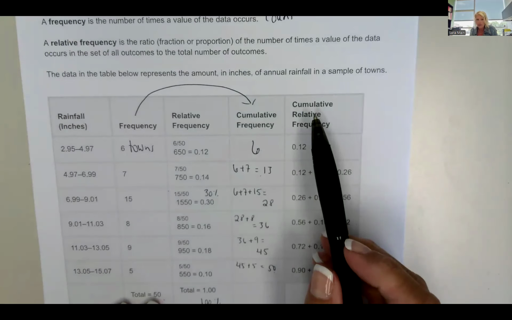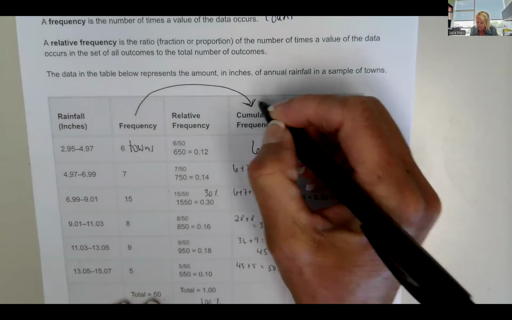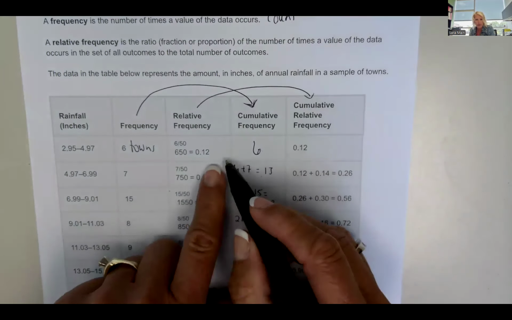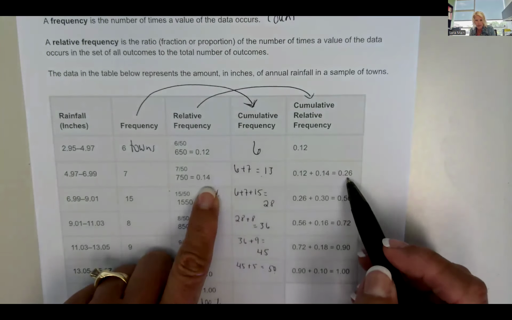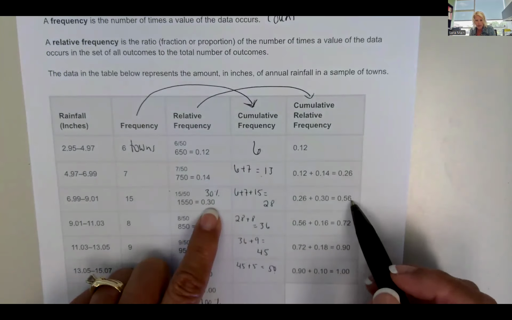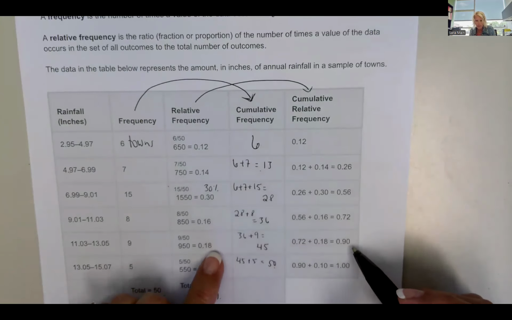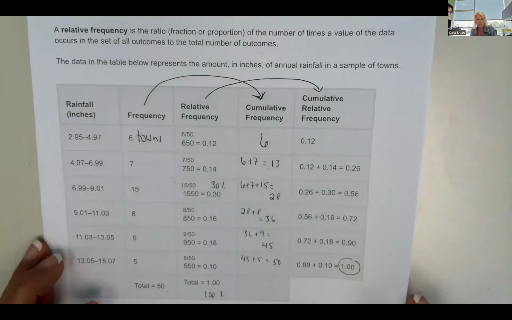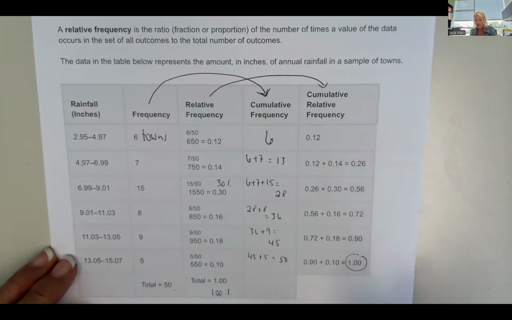And the cumulative relative frequency is similar to the cumulative frequency, where this is accumulating the frequency. This one is accumulating the relative frequency. So we're going to start with the very first frequency of 0.12, and we're going to add the next one of 0.14 to get 0.26. And then we'll add the next one of 0.3 to get 0.56, and then 0.72, and then we'll add the next one to get 0.9. And then you should have a matching of 100% at the end. So we just learned about frequency, relative frequency, cumulative frequency, and cumulative relative frequency.